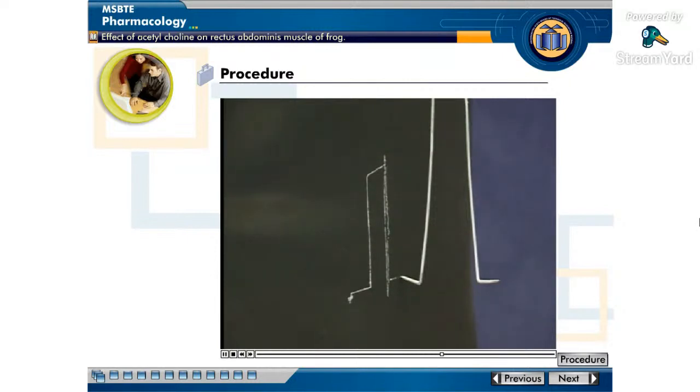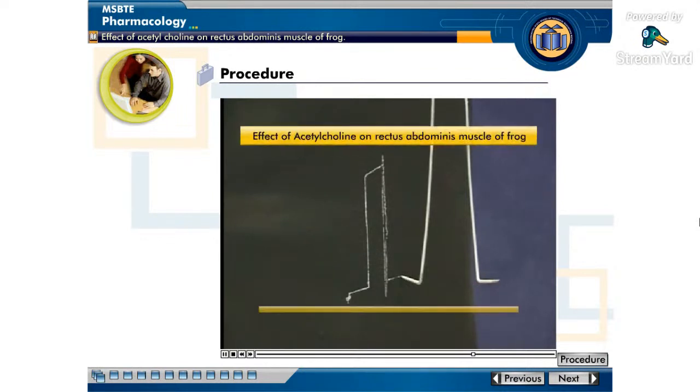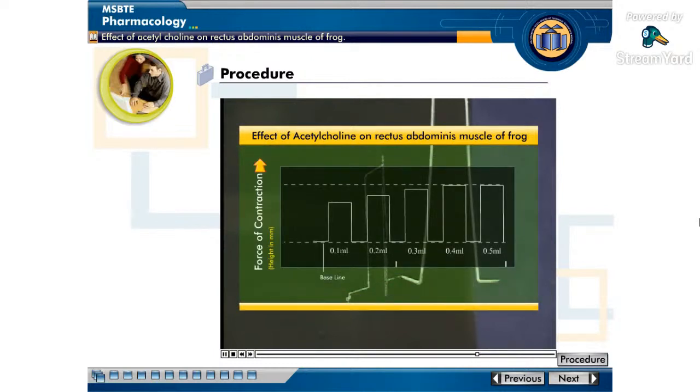Repeat the procedure by using 0.2, 0.3 and 0.4 ml of acetylcholine solution. For recording of each response to increasing doses of acetylcholine, a 30-second baseline, 90-second response time and a total 5 minutes time cycle is to be followed.